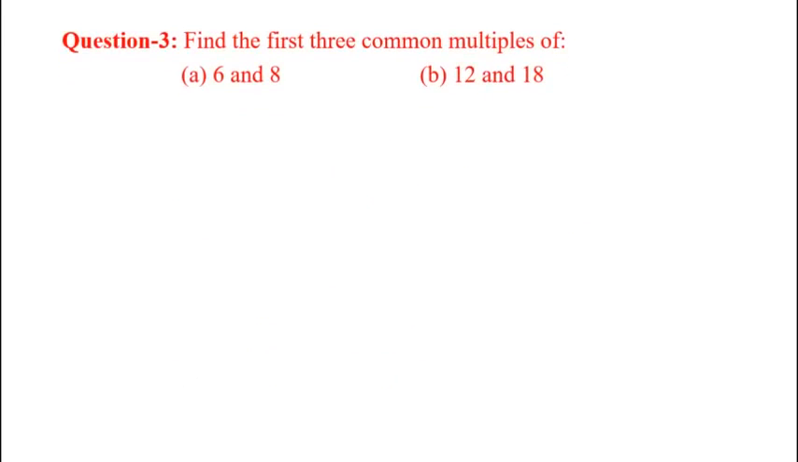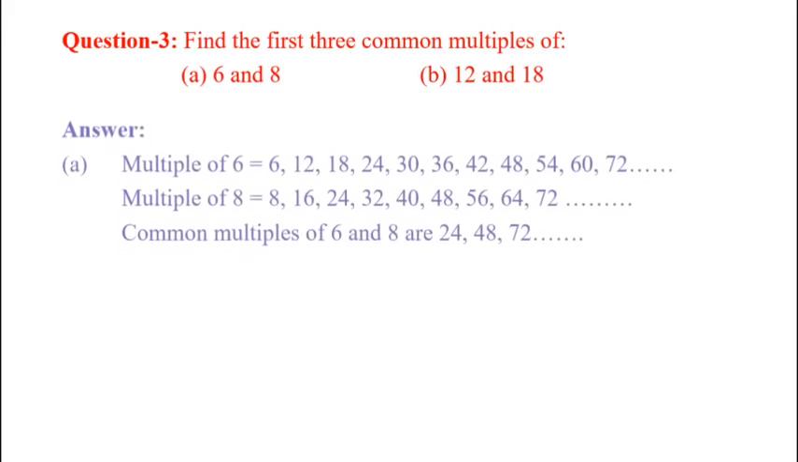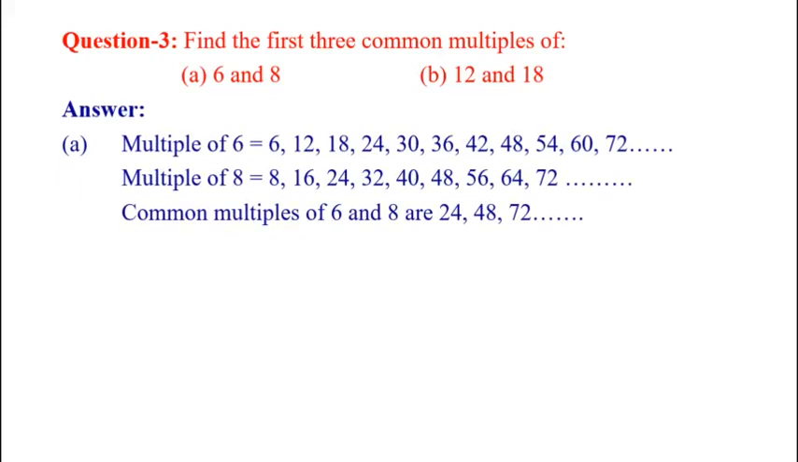Question number 3. Find the first 3 common multiples of 6 and 8, and 12 and 18. So, answer first, multiples of 6 are 6, 12, 18, 24, 30, 36, 42, 48, 54, 60, 72 and so on. Then multiples of 8 are 8, 16, 24, 32, 40, 48, 56, 64, 72 and so on.